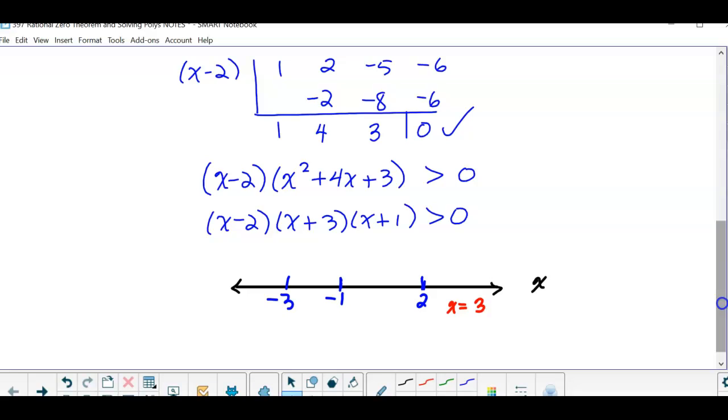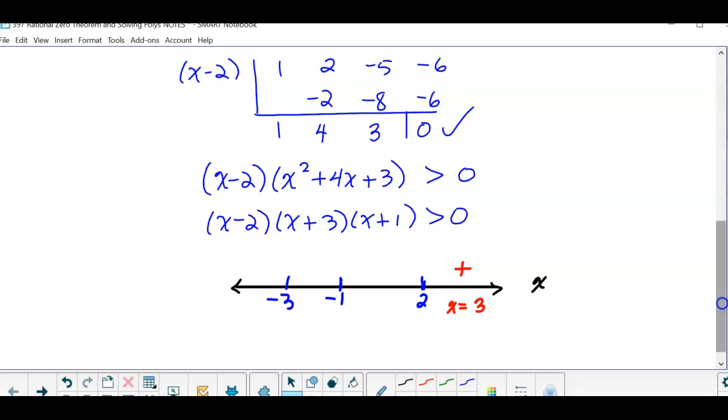But take a look at your quadratic notes for quadratic inequalities. We put it back in the factors, but there's a whole chart. I'm not doing a chart. I'm just showing it here, putting it into each factor in my head. So 3 minus 2 is positive. 3 plus 3 is positive. 3 plus 1 is positive. Positive times positive times positive is positive.